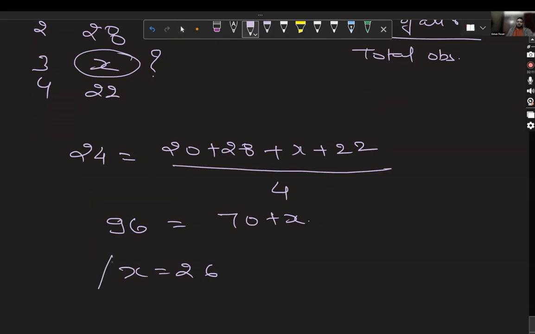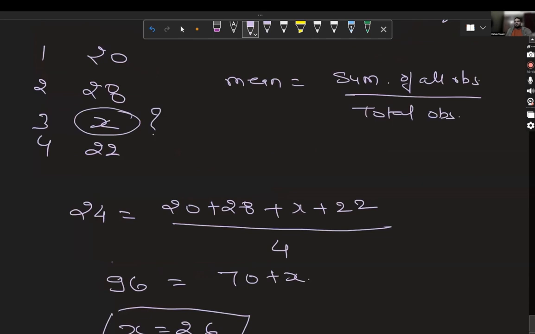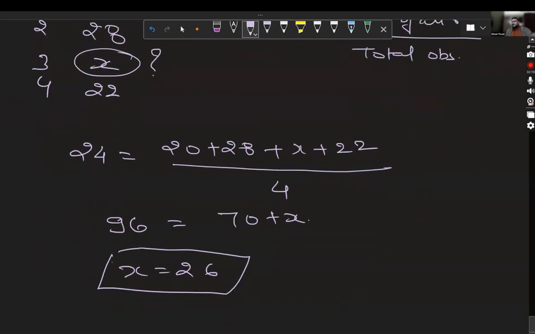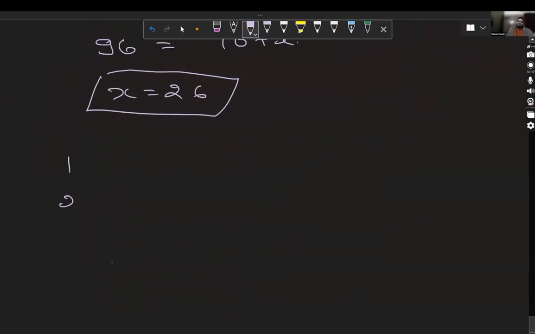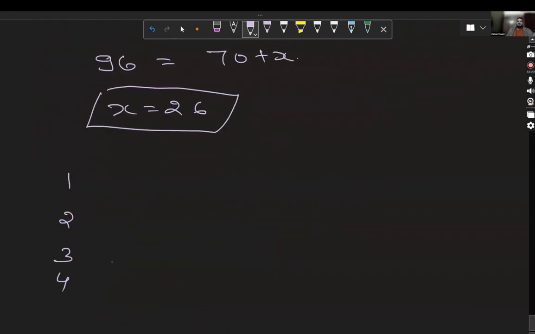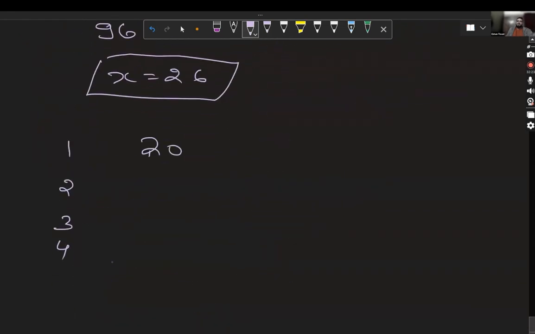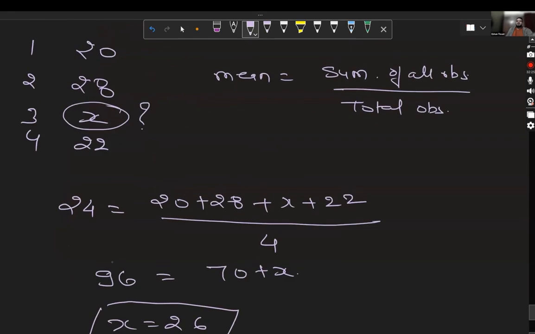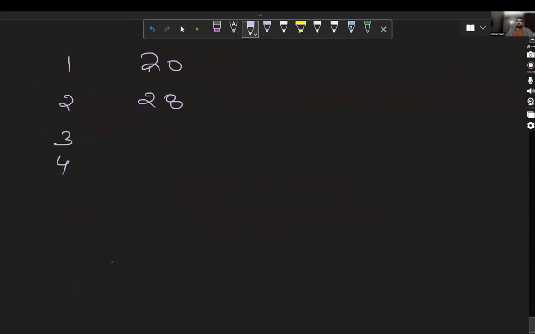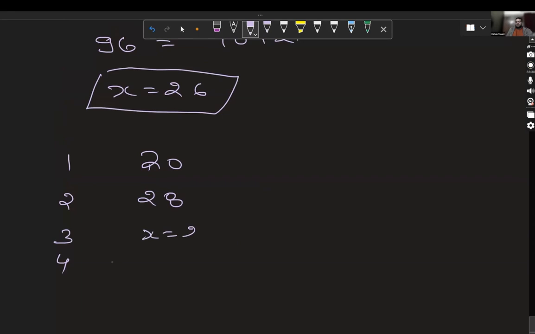X is coming as 26. Now what do I have to do? I have to calculate the median age. So if I rewrite the data, what is 1, 2, 3, 4? 1 was here 20. Then 2 was 28. What is 3? 3 here is X. And what did we find? X is equal to 26. And what was 4? 4 was 22.